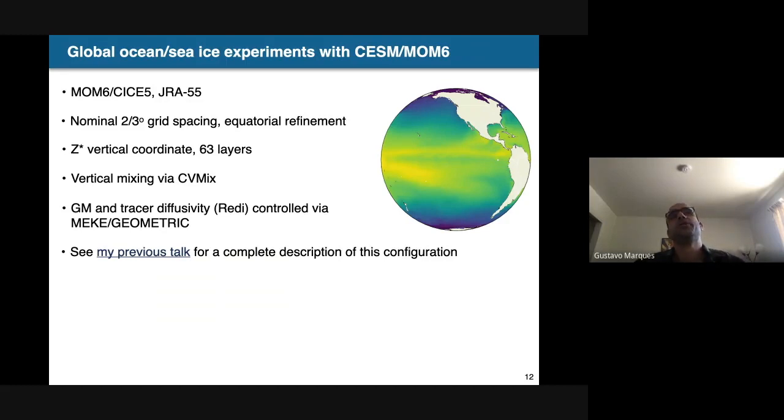So now we turn to a global ocean model. So it's the ocean sea ice. Both ocean and sea ice are active. And the experiment is done with CESM. So the configuration is identical to what I showed in my talk a few months ago. I'm using the GRA 55 forcing.